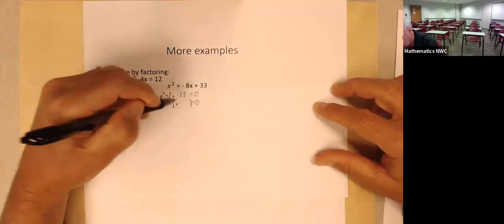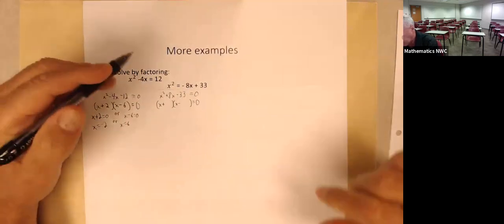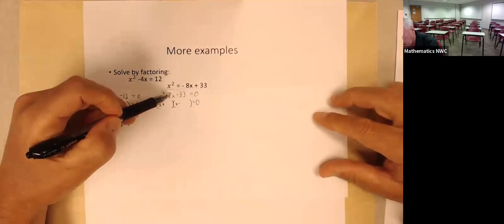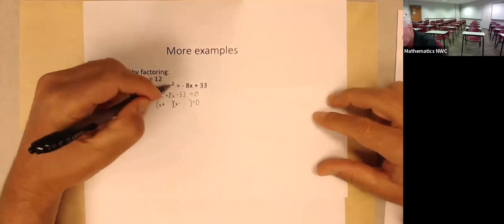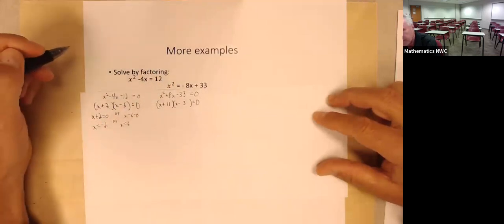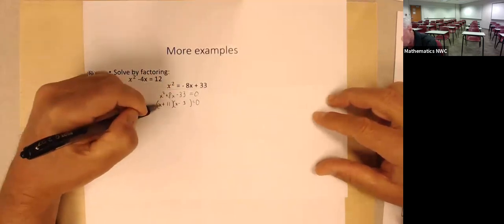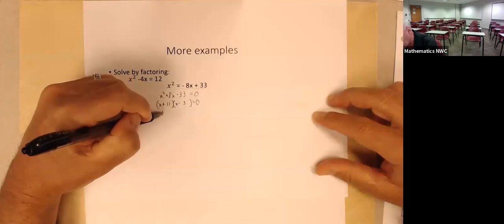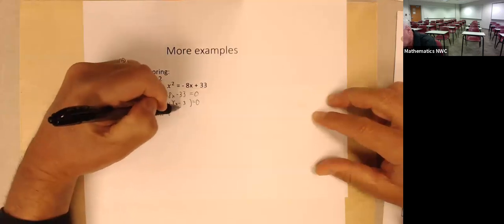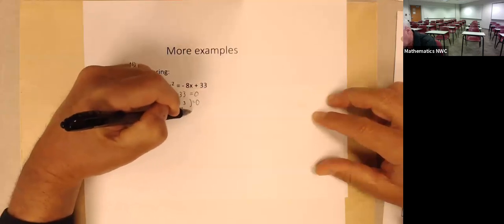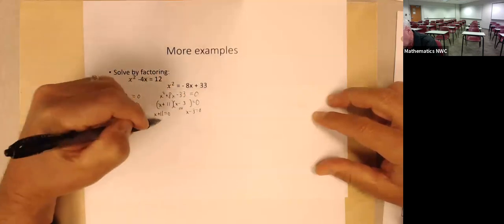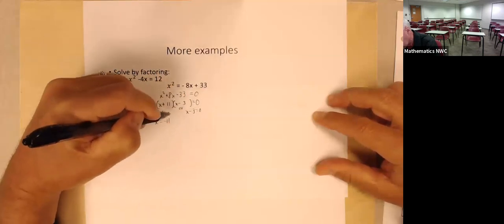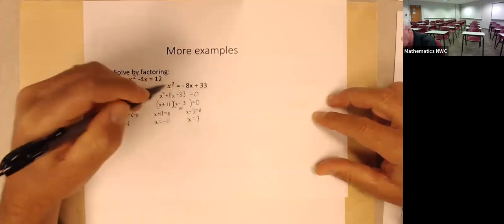One has got to be negative. They need a difference of 8. They would be 3 and 11. You can check it out, but that makes this x plus 11 equal to 0, or the x minus 3 must equal 0, which means the x equals a negative 11, or the x equals 3.